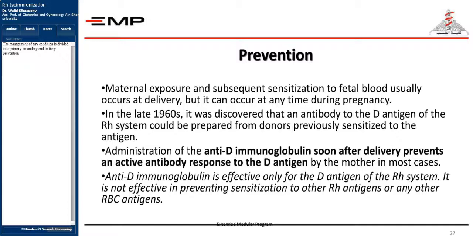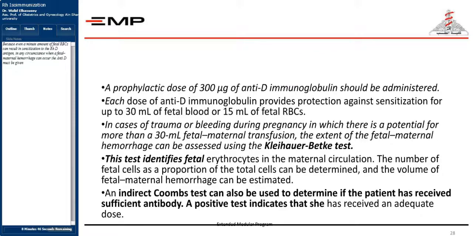Put this in mind. We have other antigens that giving the anti-D immunoglobulin would not protect the patients from. It's not effective in preventing sensitization from other antigens. A prophylactic dose of 300 microgram should be administered. Each dose of anti-D immunoglobulin provides protection against sensitization of up to 30 milliliters of fetal blood or 15 milliliters of fetal red blood cells.